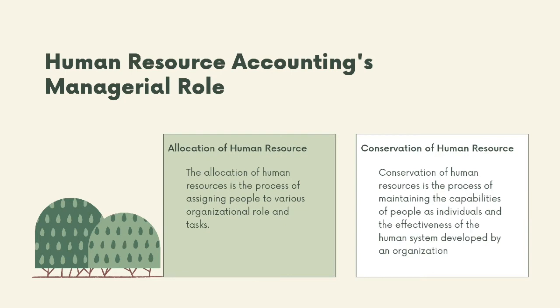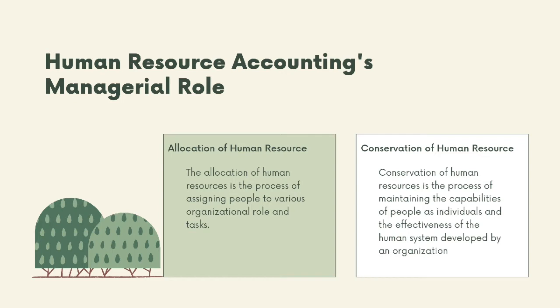And then allocation of human resource. The allocation of human resource is the process of assigning people to various organizational roles and tasks. The task to be performed should be completed in the most efficient way, and the management wants to allocate people to jobs that satisfy their needs. Human resource accounting can help quantify the variables involved in the allocation decision and express them in the common denominator of monetary units.